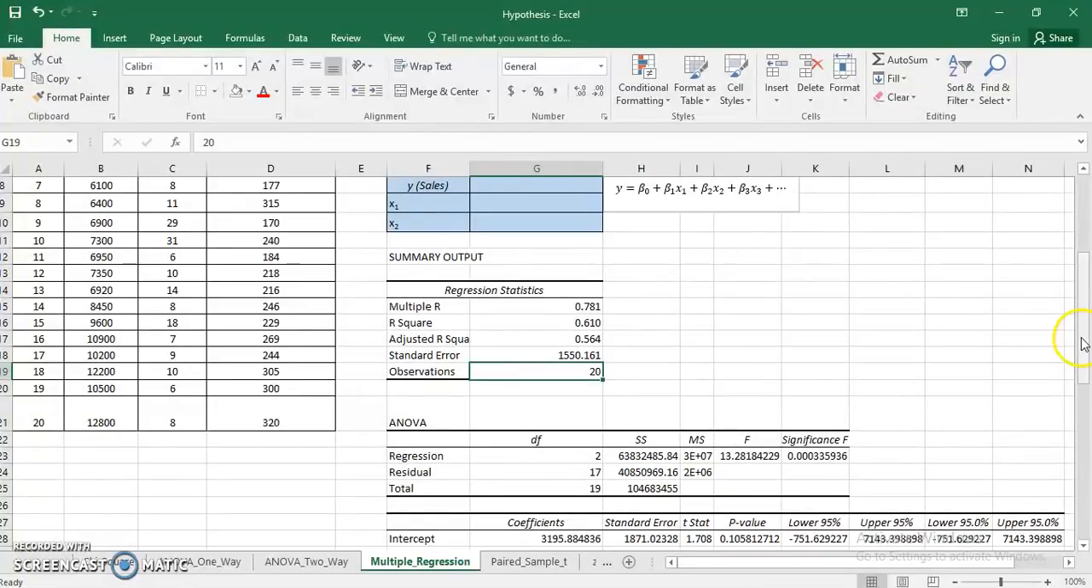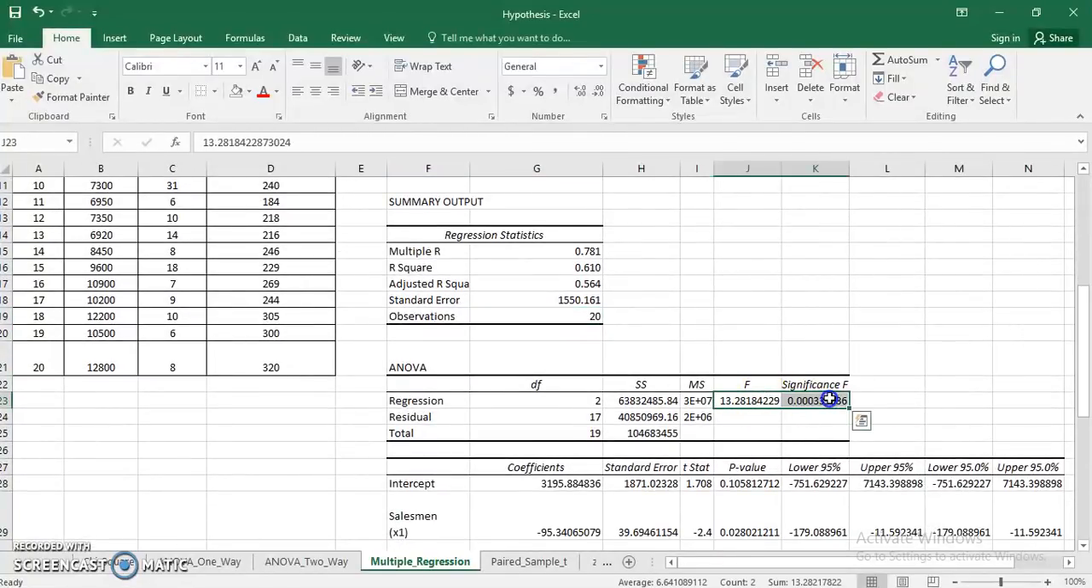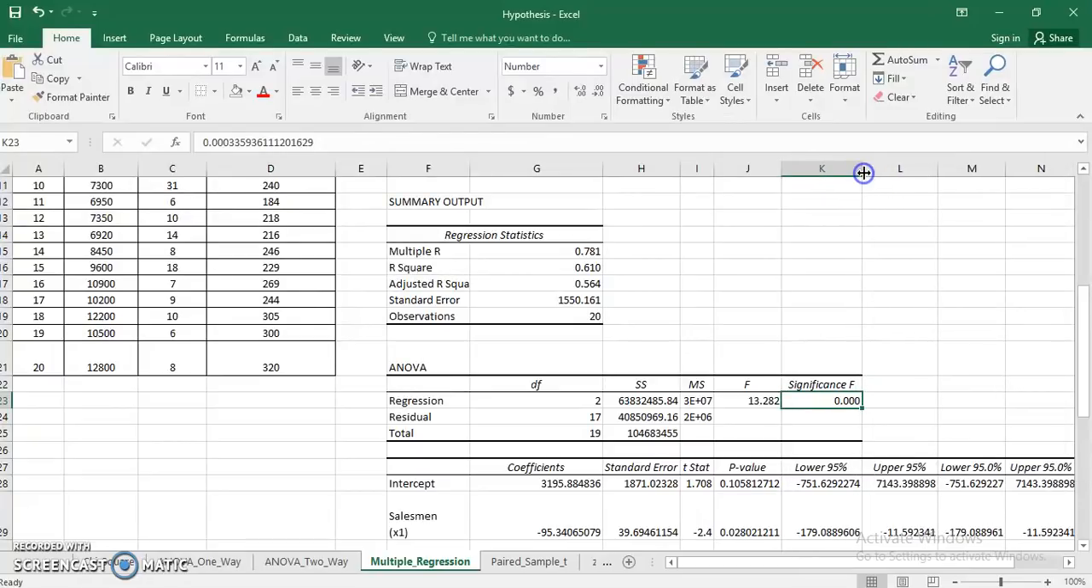Now I'll be talking a little about the ANOVA output, which simply shows that this regression model is significant. That means it is statistically significant to study this relationship, because my F value is above my significant F. That means I reject my null hypothesis, which is that the model is not significant, but here the model is significant to study.